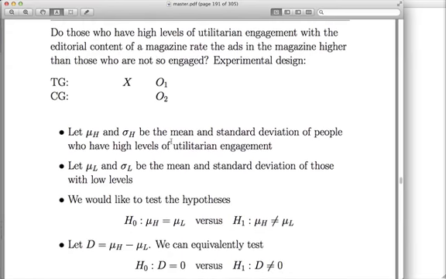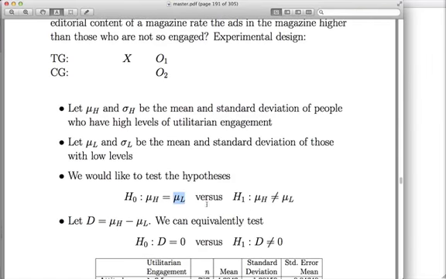Now, the central hypothesis that we'd like to test is, does the engagement that a person has with a magazine affect the rating of the ad? If it has no effect, the rating of the ad for those who have high engagement will be the same as the rating of the ad for those who have low engagement, so the means will be the same. The alternative is that they're not the same. Now if you look at this hypothesis, it's immediately problematic, and the reason it's problematic is because it involves two parameters.